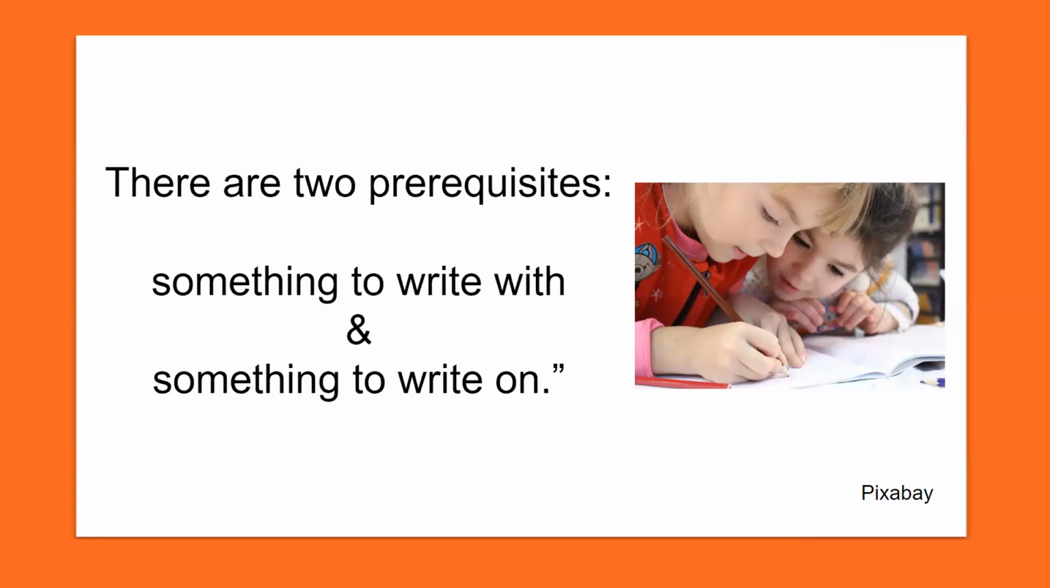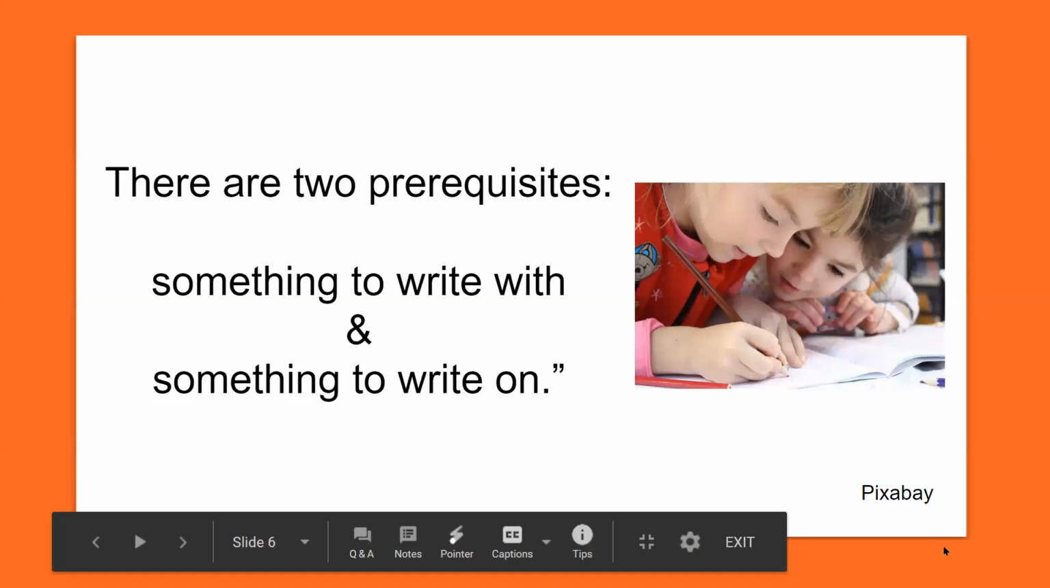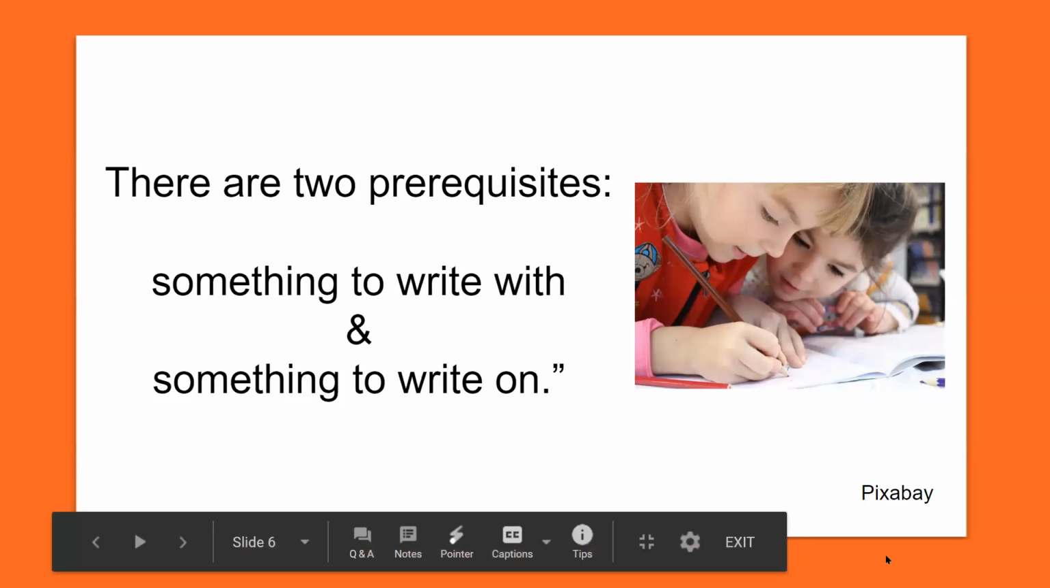Those eye gaze low tech options come in handy too, because you can ask where's the letter M, and you'll be able to see their eyes go to that M, go to that A, whatever the next letter is.